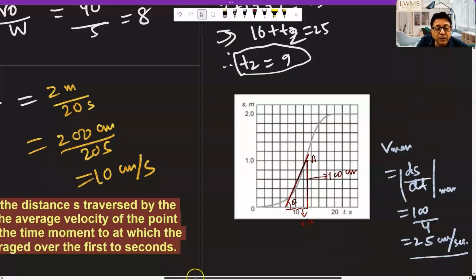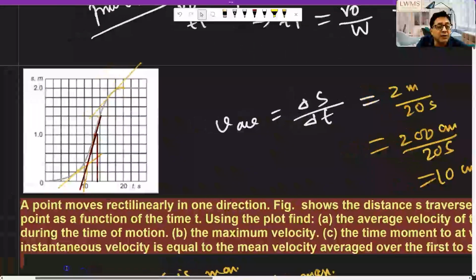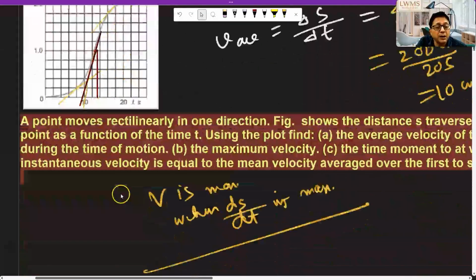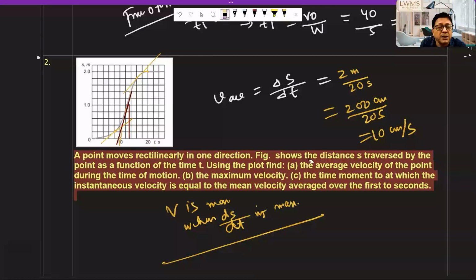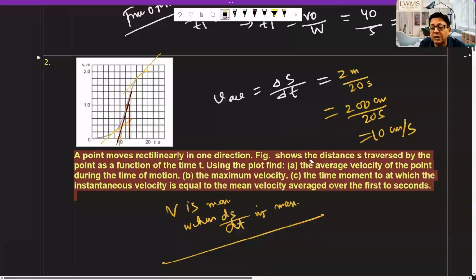There is another part of this question. Let us answer that also. The other part of the question is the time moment at which the instantaneous velocity, this question is very, very important, is equal to the mean velocity averaged over the first 20 seconds. This is not 10, this will be 20 seconds.